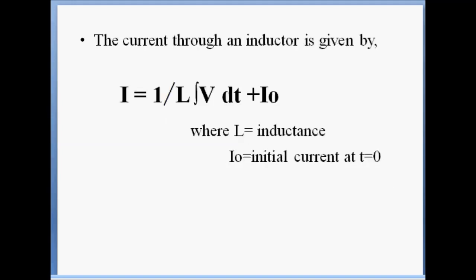So the current through the inductor can be found out by reversing this equation. I is equal to 1 by L integration of V over a particular interval of time dt, plus the initial current at time t equals 0. So this is the expression for current flowing through the inductor.